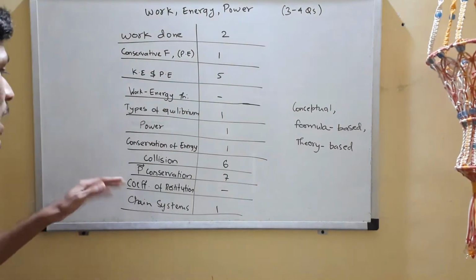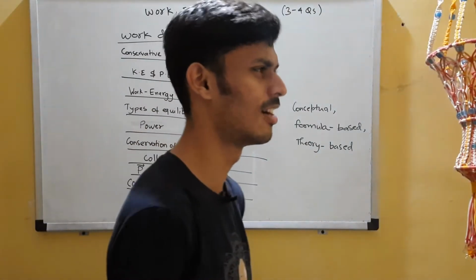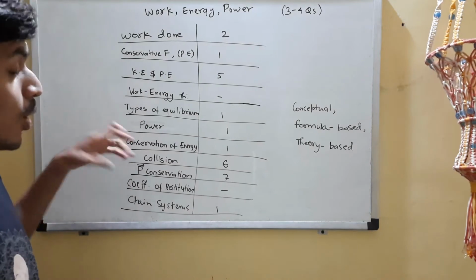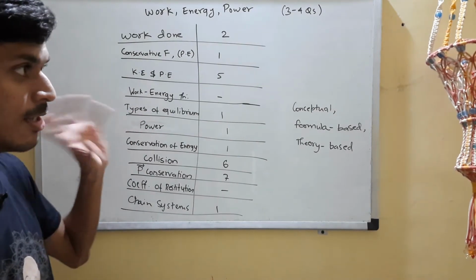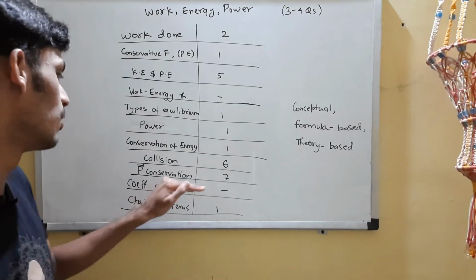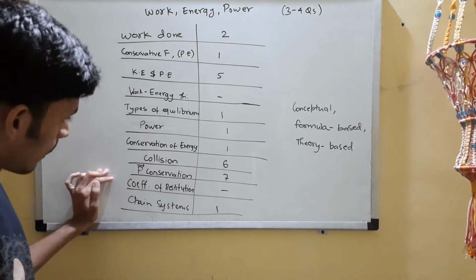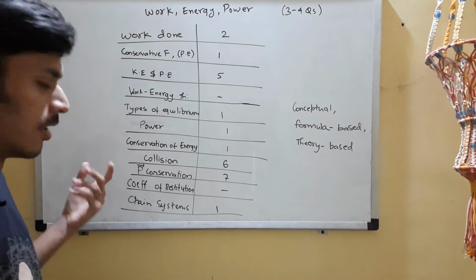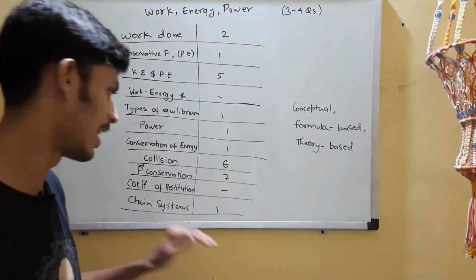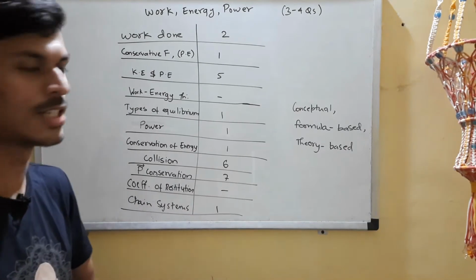Now the next topic is coefficient of restitution. Not that important a topic. This is something that you learn in collisions. Its value is 0, between 0 and 1, or 1. It's the ratio of velocity of separation to velocity of approach and things like that, but it's not important. No questions asked on that.